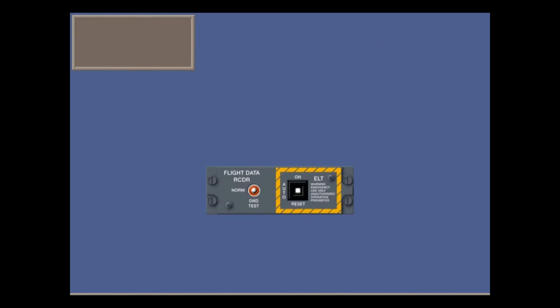The ELT remote switch has 3 positions. On switches on the ELT for testing or in the event of an imminent emergency situation. Auto. The ELT is armed and will activate if the inertia switch experiences a severe impact. And reset. Rearms the ELT after inadvertent activation.